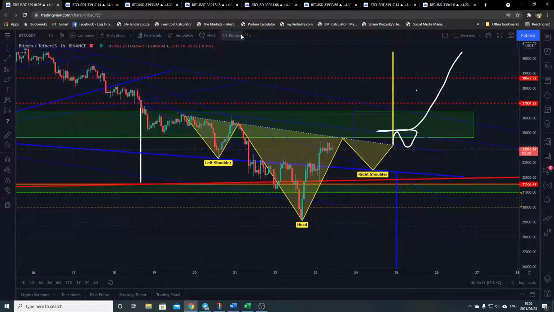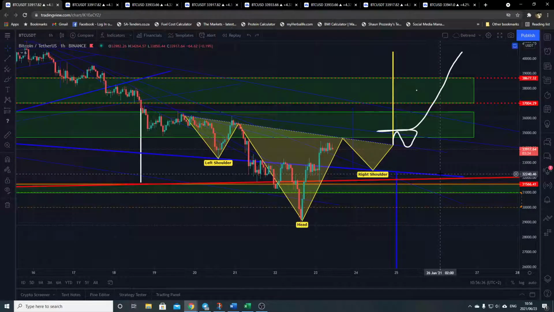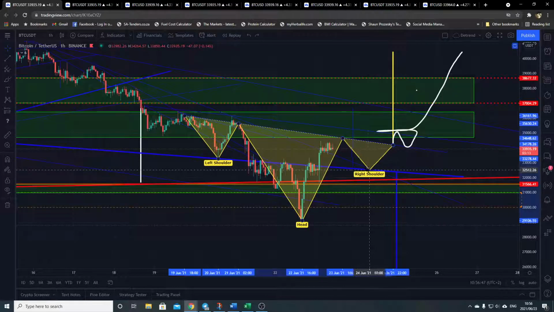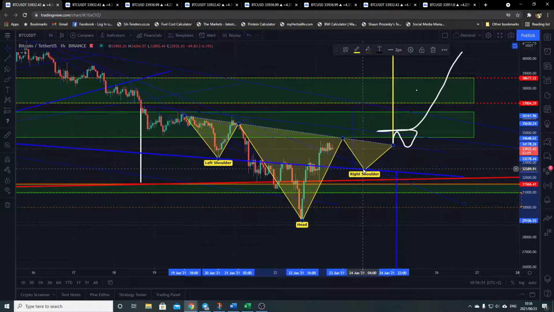Okay, now let's just chat about how this is going to play out, or what I'm going to do normally. I'll tell you why. Normally, if it does play out and we start forming the right shoulder over here, then what I will do is wait for either this trend line here, which is support, or this major trend line over here, which is also support, where we get a bounce from over here.